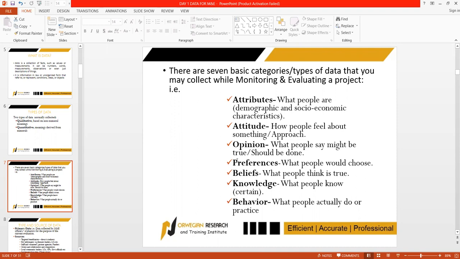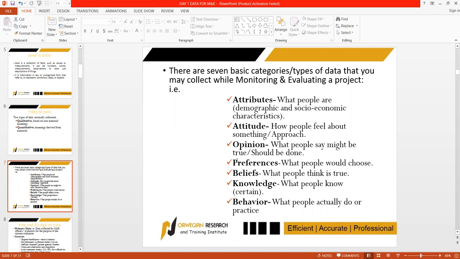Opinion, what people say might be true or should be done. What is their opinion concerning the problem that has just occurred? What is their opinion concerning the next general election that we are going to face? What is their opinion? So those are some of the aspects that we will also collect and analyze: people's opinion.